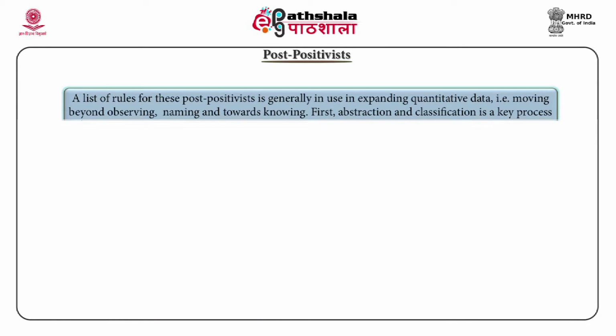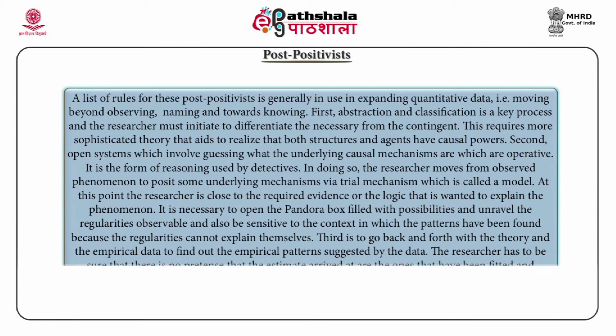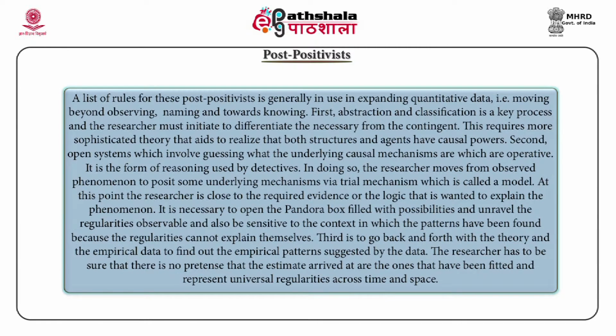A list of rules for post-positivists is generally in use in expanding quantitative data, that is, moving beyond observing and naming towards knowing. First, abstraction and classification is a key process, and the researcher must initiate it to differentiate the necessary from the contingent. This requires more sophisticated theory that helps to realize that both structures and agents have causal powers. Second, open systems, which involve guessing what the underlying causal mechanisms are which are operative.